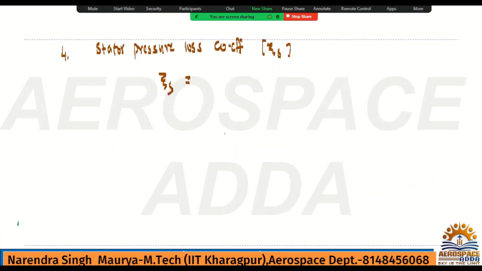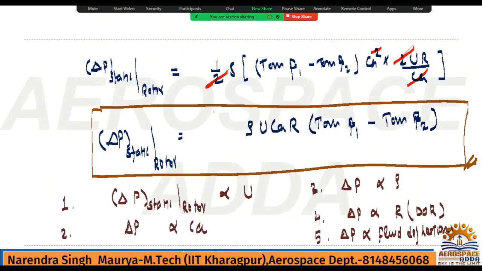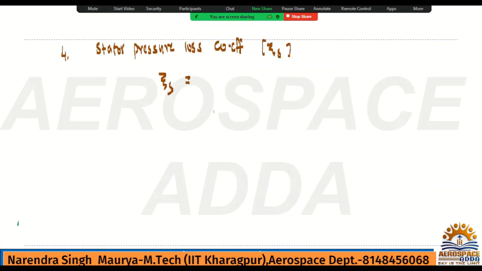So what is the value of the stator pressure loss? One more thing, I just want to correct this. Okay, fine. So in the stator: the rotor is between 1 to 2, and the stator is between 2 to 3. So we have the value P02 minus P03, this is the stator, 2 to 3, divided by the equivalent dynamic pressure.